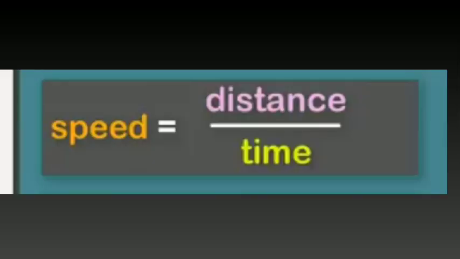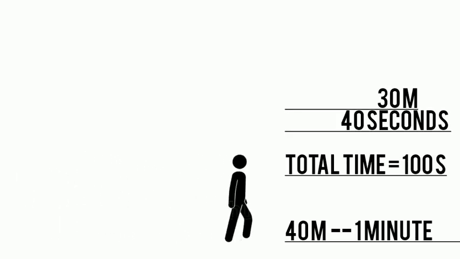Let us talk about speed. Speed is defined as the rate of change of distance. Whenever you use the words rate of change, it means divided by time. So the formula of speed is distance by time. Let us take a look at our example. The distance we have traveled was 70 meters.